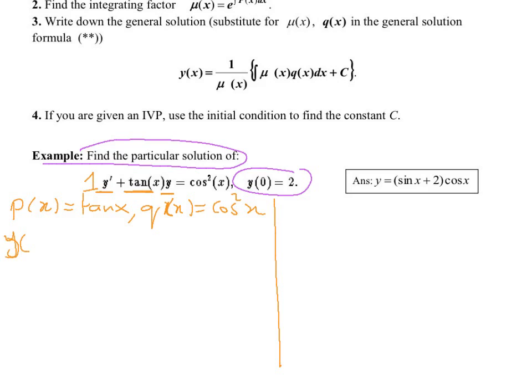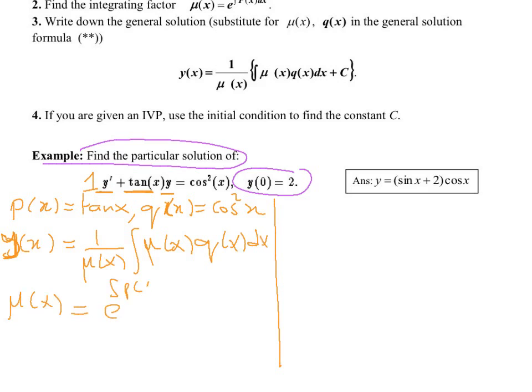y(x) is equal to 1 divided by mu(x) times the integral of mu q(x) dx. Mu(x) is equal to e to the power integration of p, which is the integration of tan x. Tan is sine over cosine, so it's easy to integrate, it's ln secant x. We don't need an absolute value because we need only one mu(x), we don't need two mu(x). This is secant.